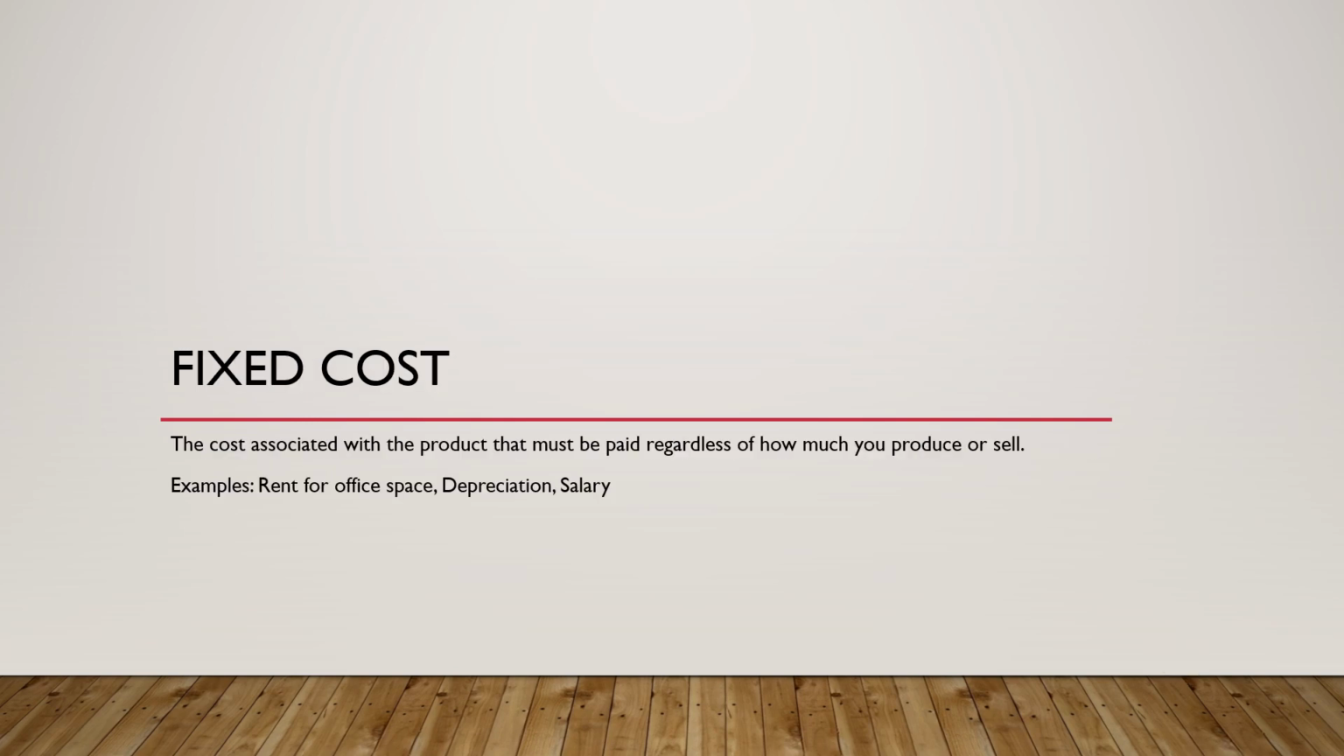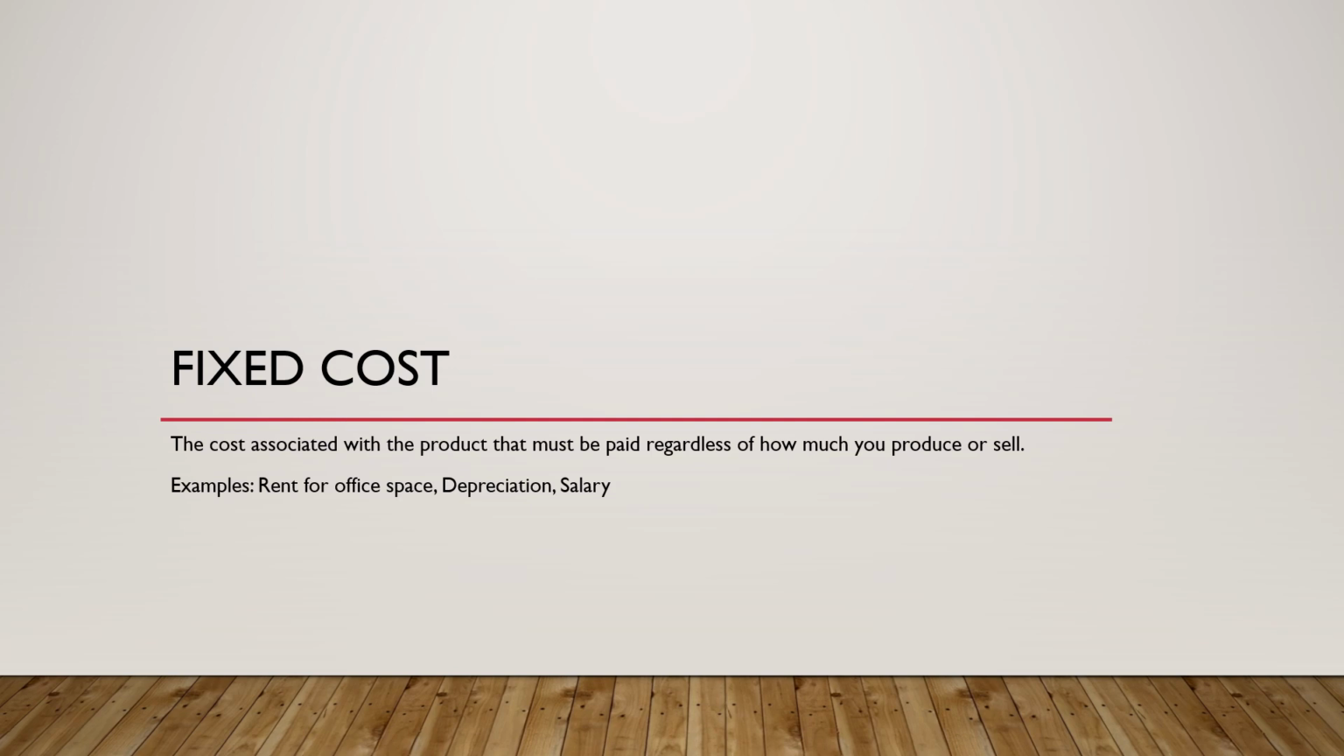So let's understand what is fixed cost. The cost associated with the product that must be paid regardless of how much you produce or sell. So this is the cost which is already associated with the product that must be paid regardless. Regardless means we don't have any option. Whether we produce or we do not produce, we have to pay this cost.